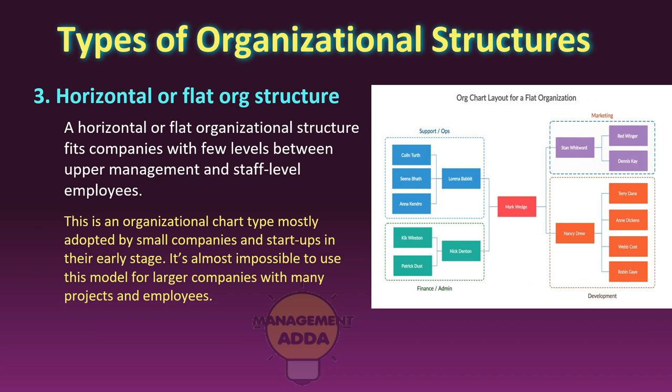This is an organizational chart type mostly adopted by small companies and startups in their early stage. It's almost impossible to use this model for larger companies with many projects and employees, because here, as you can say, there is no department according to the function, according to the nature of a particular job. Here, the system is not as clear as we have seen in the functional department.